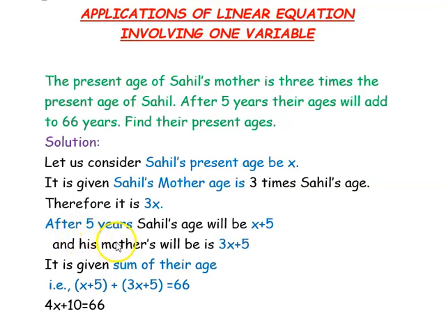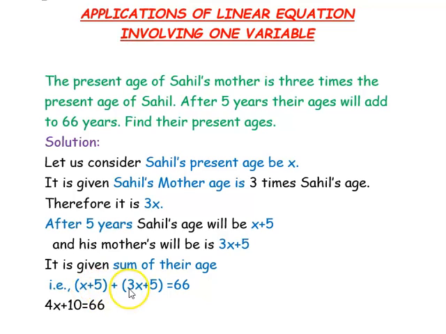So after 5 years, Sahil's age will be x plus 5, and his mother's age will become 3x plus 5, because his mother's present age is 3x. It's also given in the question that after 5 years the sum of their ages will be 66. So the sum of x plus 5 and 3x plus 5 will be equal to 66.